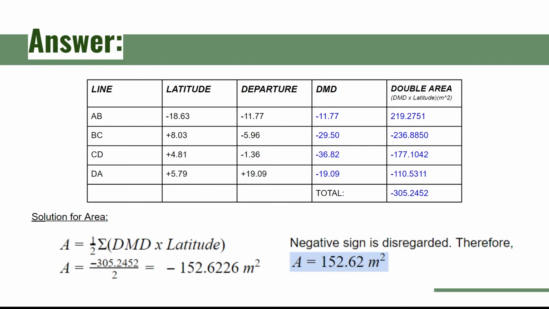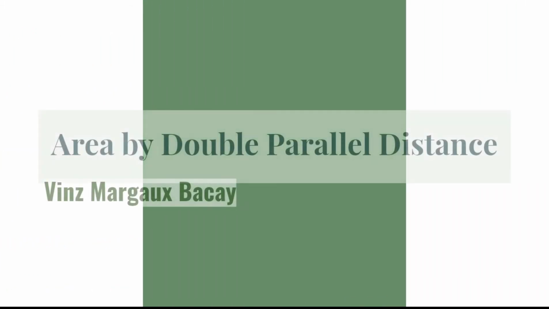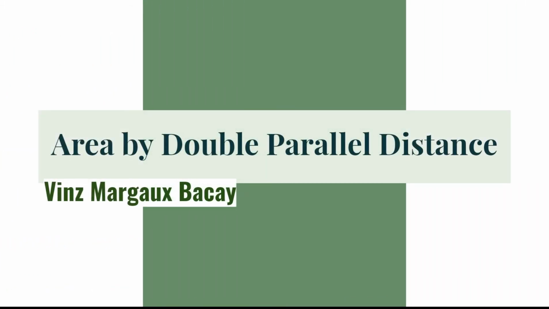So, substituting the values, we have negative 305.2452 divided by 2 is equal to negative 152.6226 square meters. Since there is no negative area, the negative sign will be disregarded. Therefore, the final answer for the area is 152.62 square meters. The last method in calculating the area is through the double parallel distance method.